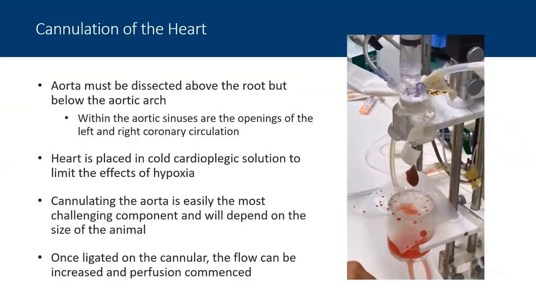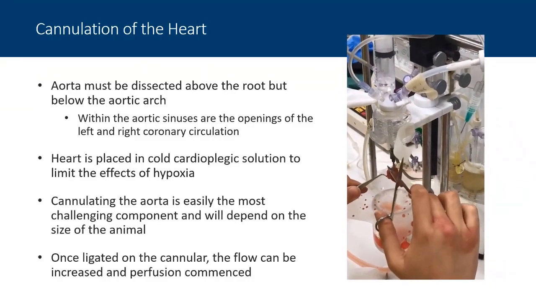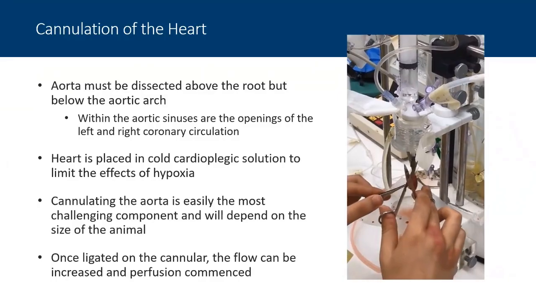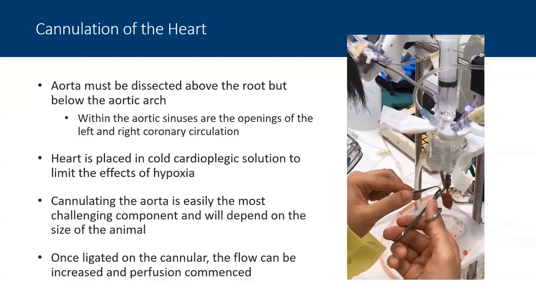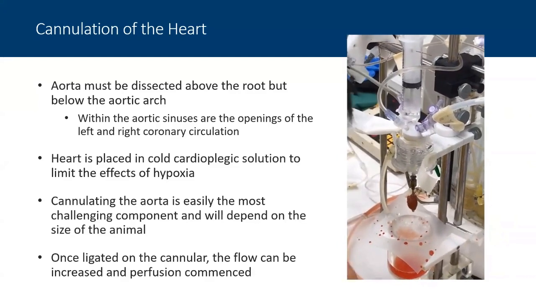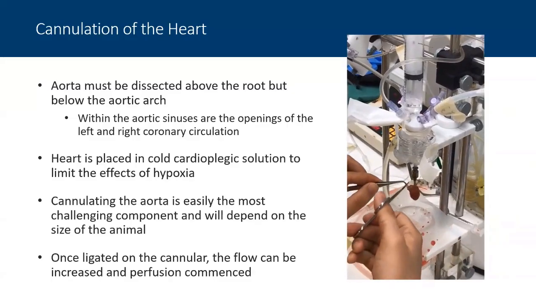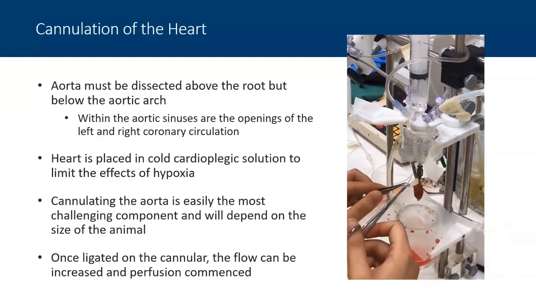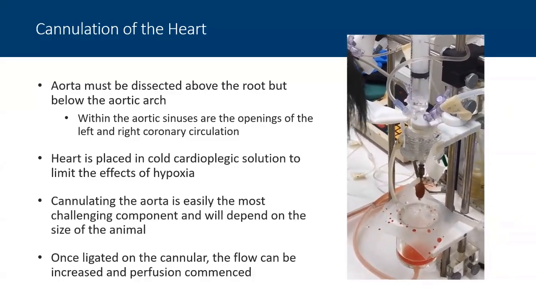We place the heart in a cold cardioplegic solution to limit the effects of the hypoxic period, which occurs just because of excision of the heart and prior to hanging of the heart on the rig. Then we will cannulate the aorta, and it is easily the most challenging component of the procedure, and it will ultimately depend on the size of the animal. So if you've got a larger animal, it's significantly easier to cannulate the aorta. However, once ligated on the cannula and securely ligated, we can increase the flow rate and the perfusion can commence.